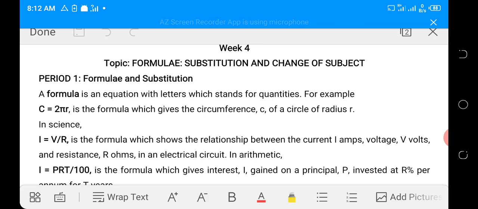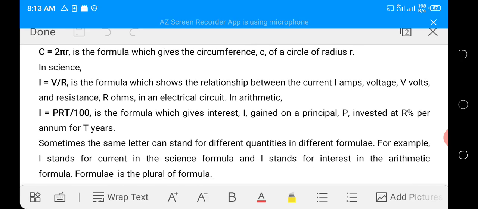A formula is an equation with letters which stands for quantities. For example, C equals 2 pi r is the formula which gives the circumference C of a circle of radius r in science. Also, I is equal to V over R is the formula which shows the relationship between the current I in ampere, voltage V in volts, and resistance R in ohms in an electrical circuit.